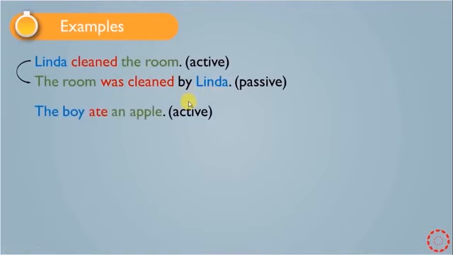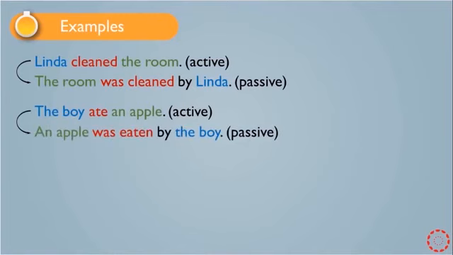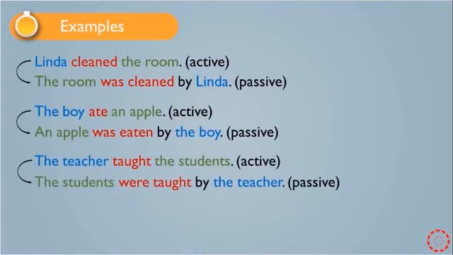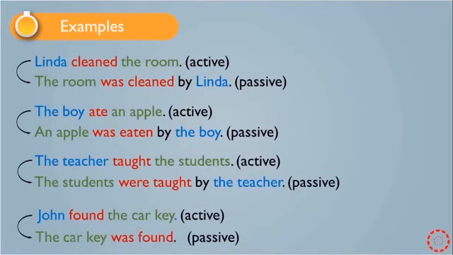The second example: the boy ate an apple. We say an apple was eaten by the boy. This is passive voice. The teacher taught the students. The students here are the object. We say the students, and because it's plural, we say were, and then we write the past participle of the verb, which is taught, by the teacher. We say the students were taught by the teacher. Another example: John found the car key. The car key is an object and singular. That's why we say the car key was found. This is the passive verb.